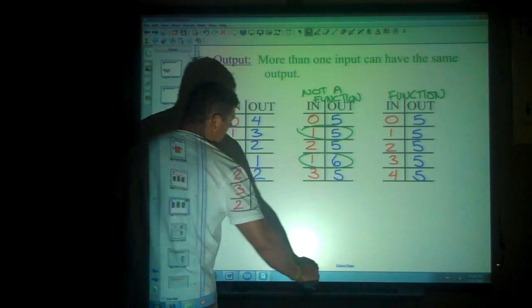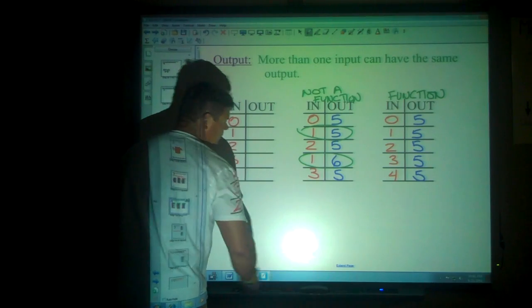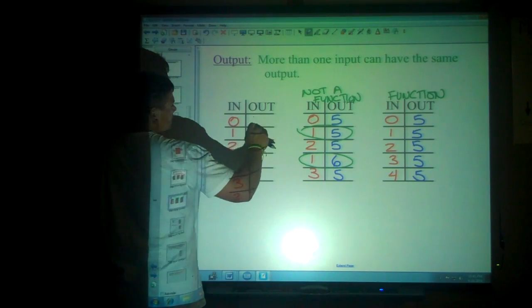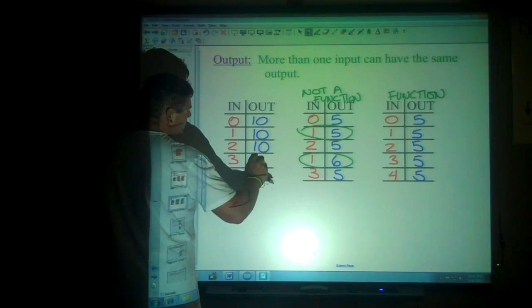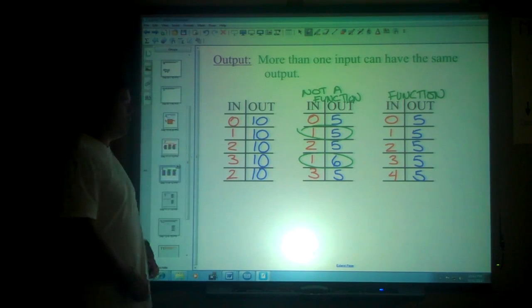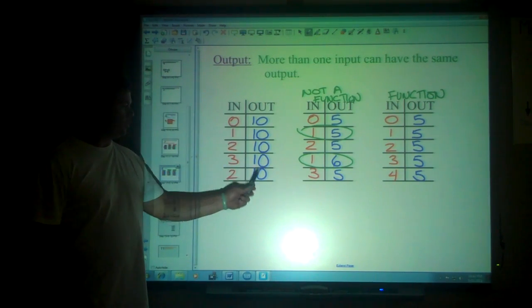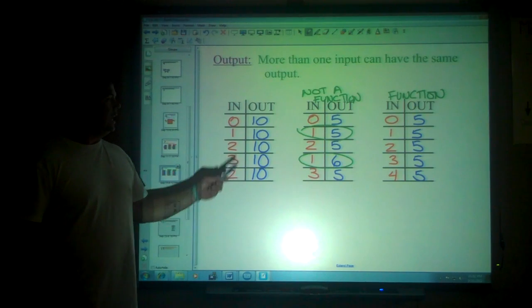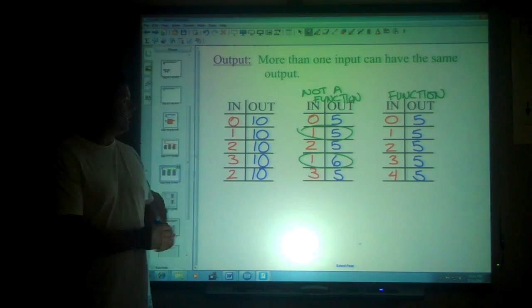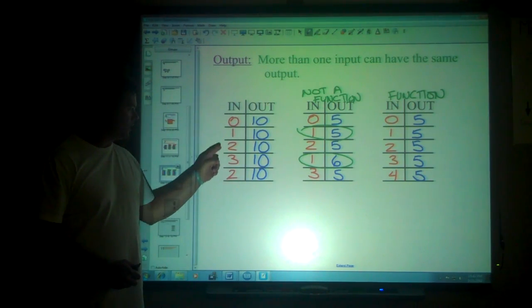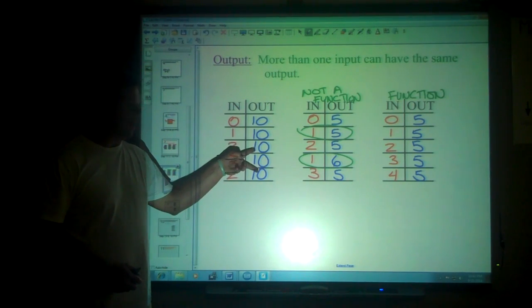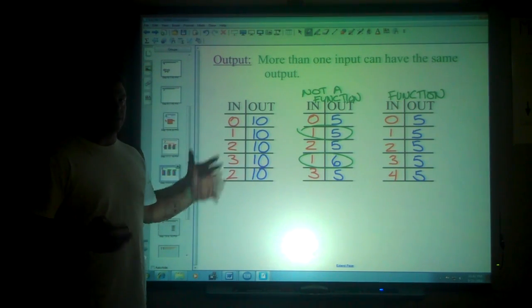If I wanted to make them all the same values, I could say 10, 10, 10, 10, 10. That's okay also, because once again, that 2 and that 2 produce the same output. Don't get caught up on the answers unless it's the same input. It better produce the same output. Other than that, it's okay if they have ties.